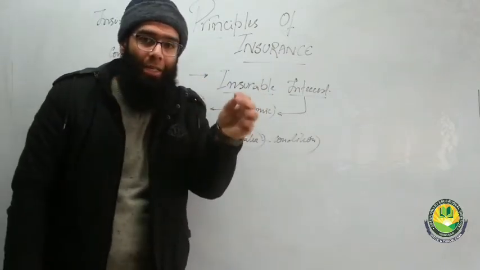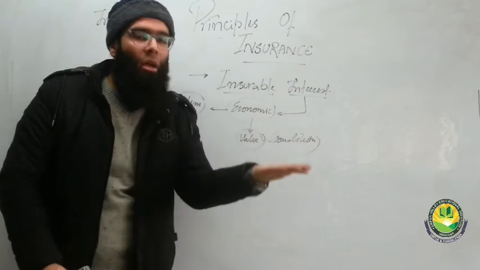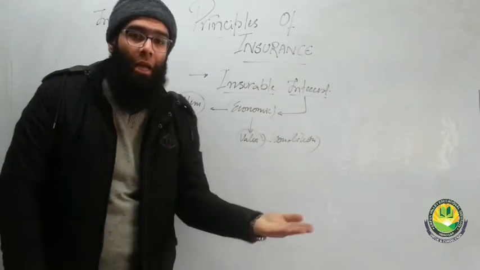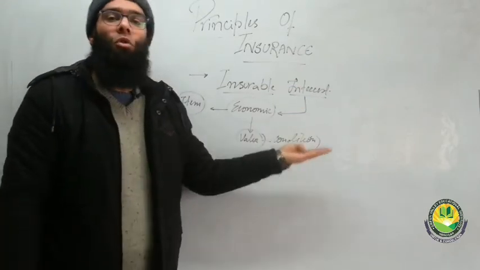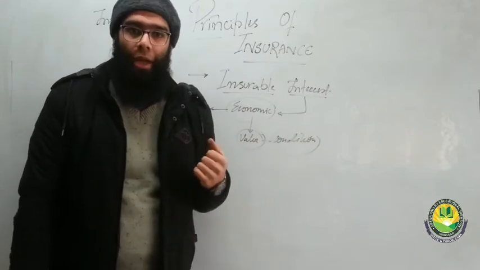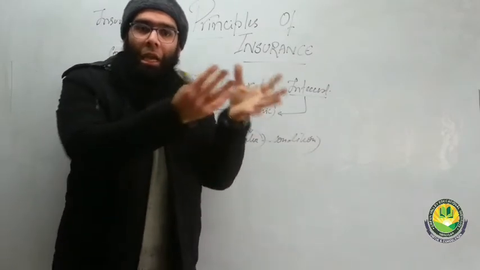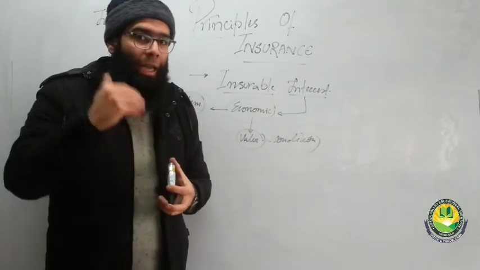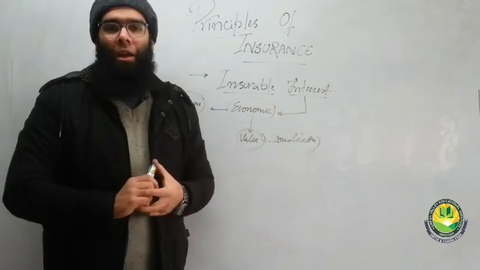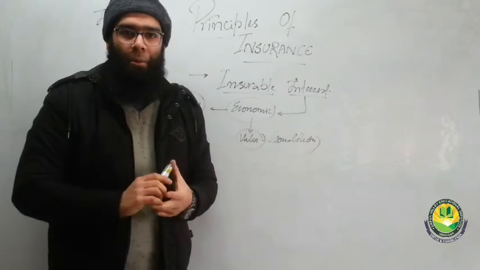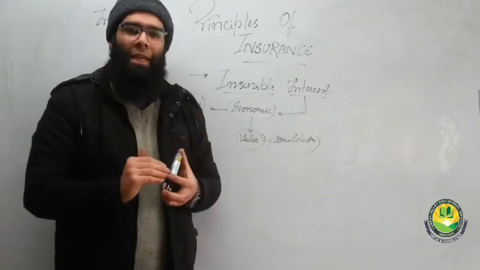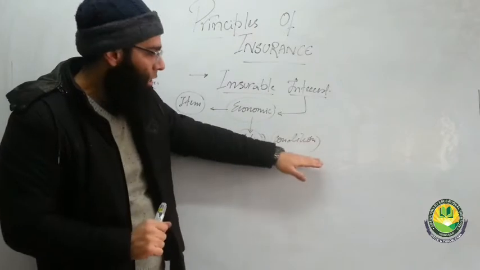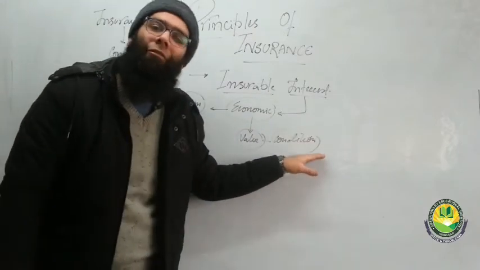If that shop gets damaged, his economic position will deteriorate. He will not be able to live his life in a better way. So what does he do? He insures this shop. He insures these products, so that in case of any damage or loss, this loss shall be compensated and his condition will remain unaffected.